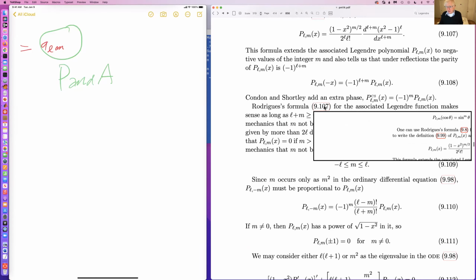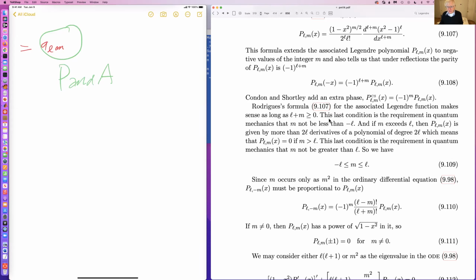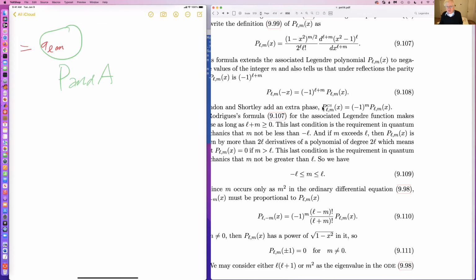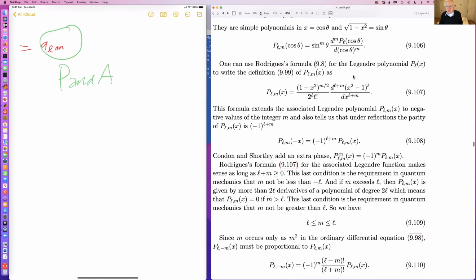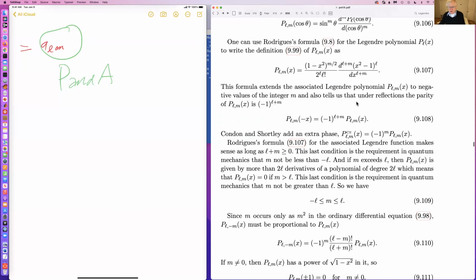Rodrigues's formula for the associated Legendre function, I can pop back to that if you want. The Rodrigues formula just looks like this. And it's clear here that if m is greater than L, then we have 2L derivatives of something whose highest power is x to the 2L, and you get 0. Similarly, if m is less than minus L, then there are no derivatives at all, and we also have 0.